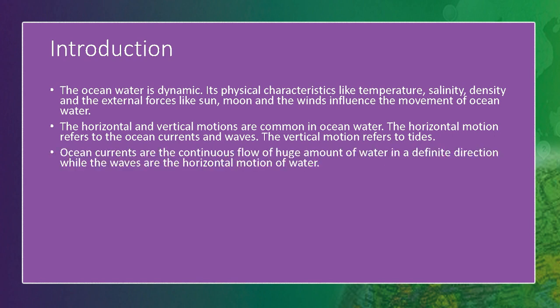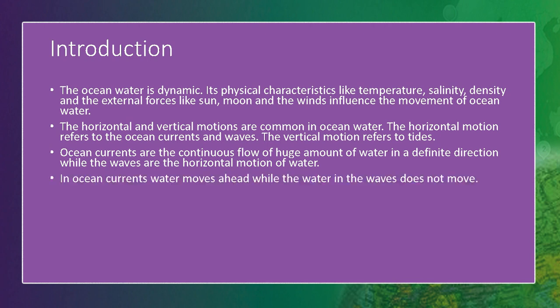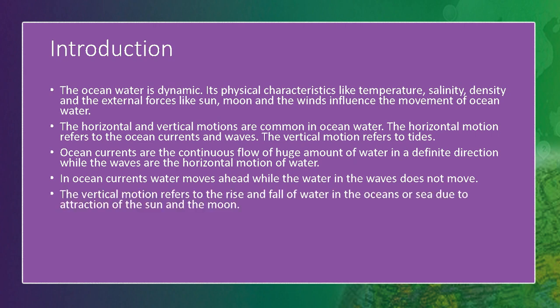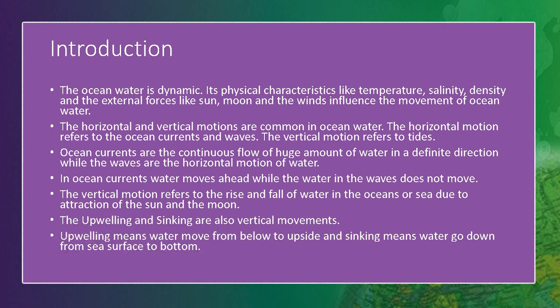The ocean currents are the continuous flow of a huge amount of water in a definite direction, while the waves are the horizontal motion of water. In the ocean currents, water moves ahead, while the water in the waves does not move. The vertical motion refers to the rise and fall of the water in the ocean or the sea due to the attraction of the sun and the moon. The upwelling and sinking are also vertical movements. Upwelling means water moves from below to the upside, and sinking means water goes down from the sea surface to the bottom. So let me start with some keywords.